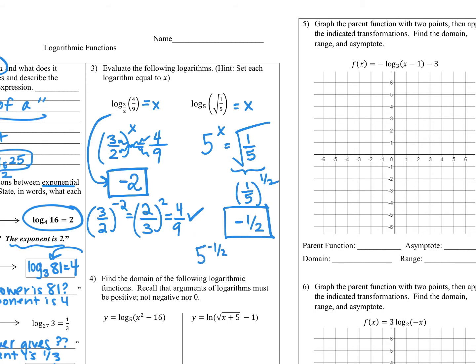5 to the negative 1/2. So remember that a negative exponent puts us at the reciprocal. And then we have the 1/2 power, which, that's what its meaning is, the square root.